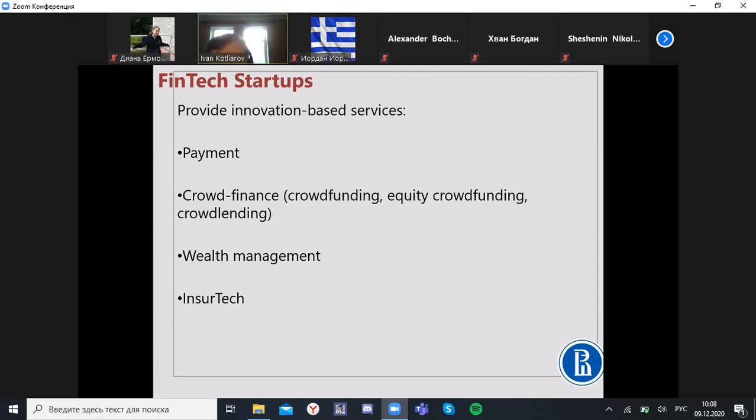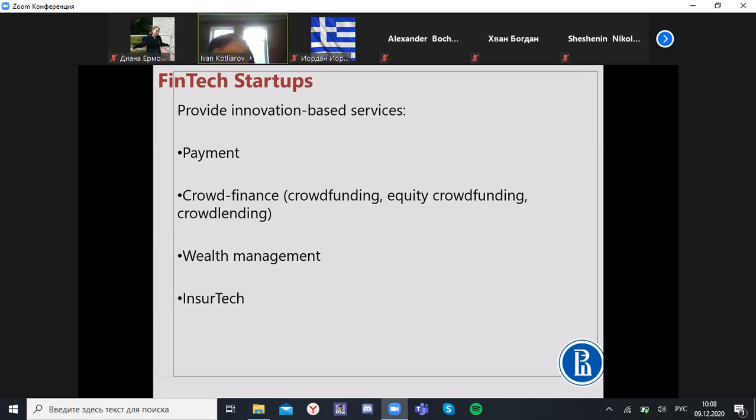Crowdfinance, we have already discussed it. Crowdfunding, it is a general term. Some specific examples of crowdfunding are equity crowdfunding or crowd lending. Crowd lending, guys, it is a synonym for the debt crowdfunding.